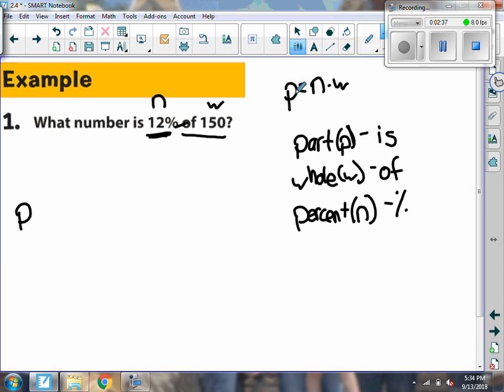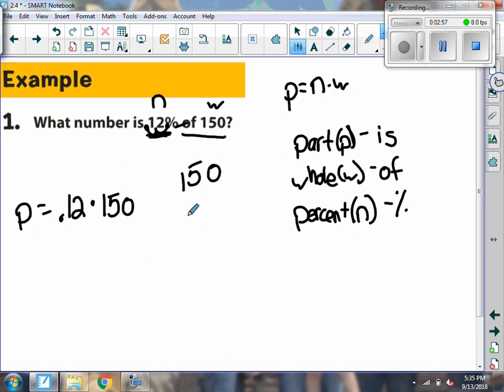So I'm going to plug it in. Part is equal to my percent. Remember, my percent needs to be in decimal form. So you divide it by 100, which is the same thing as moving your decimal 2 places to the left. So that is 0.12. Then I'm going to multiply it by 150.